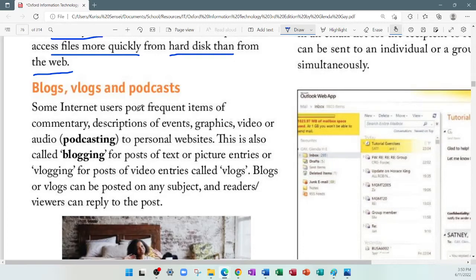What other services do we get from the internet? We get blogs, vlogs, and podcasts. So what is a podcast? A podcast is basically an audio blog, you can say, where a person is only speaking, you're not seeing anything visually. A blog is where a person can post text, pictures, other personal entries, and so on. But a vlog is when a person is going to use a video, so a video log. Podcast is audio, blog is more of text and pictures and so on.